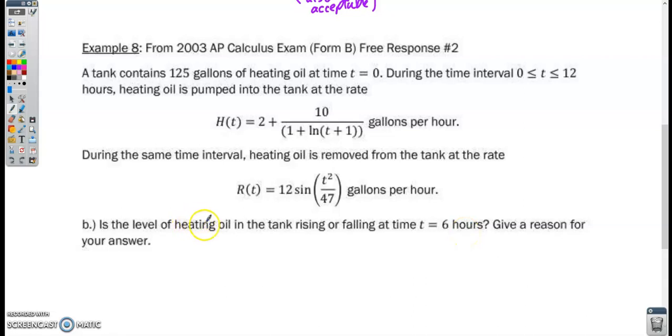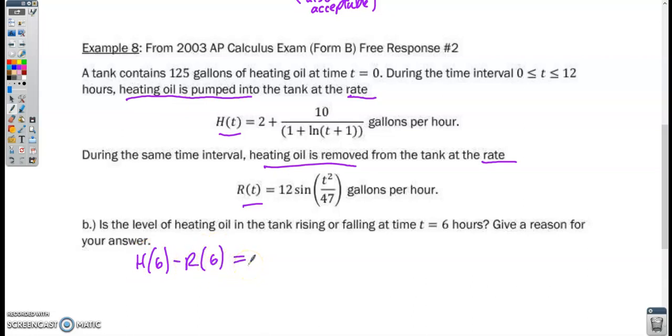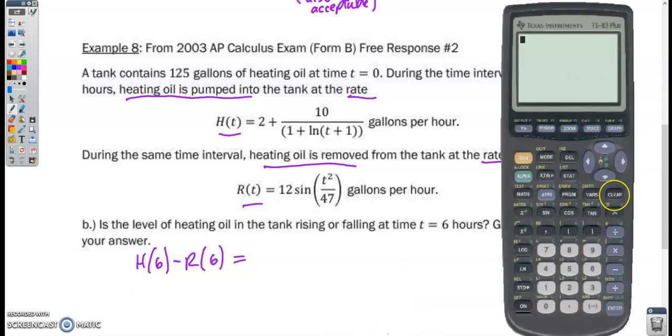So, if we want the level of heating oil in the tank, that's the total amount of heating oil. And so these rate functions that we have, we were told that this is a rate function, rate at which heating oil is pumped in, rate at which heating oil is removed. Okay, so if the difference of these two rates is positive, then it's going to be rising, and if the difference between the two rates is negative, it's going to be falling. And so we want to just find H of 6 minus R of 6. And that's going to give the rate at which heating oil is changing in the tank.